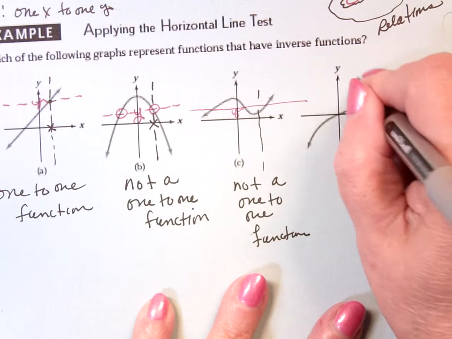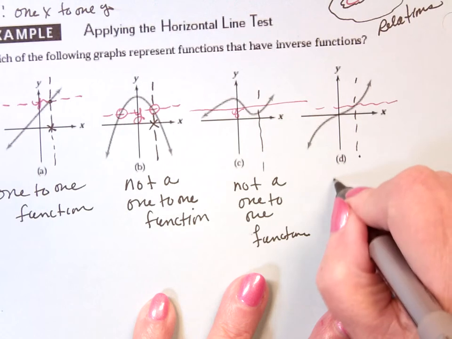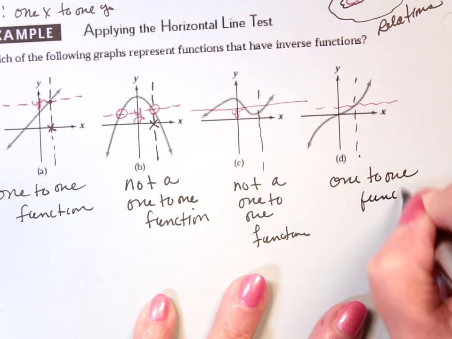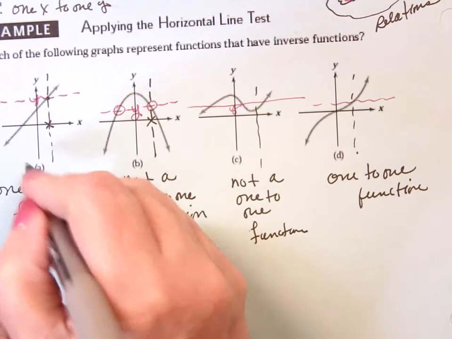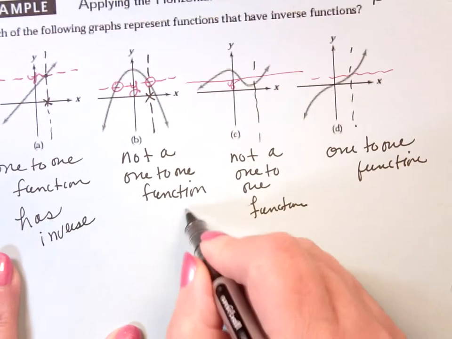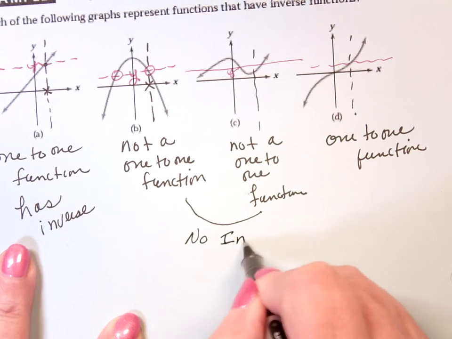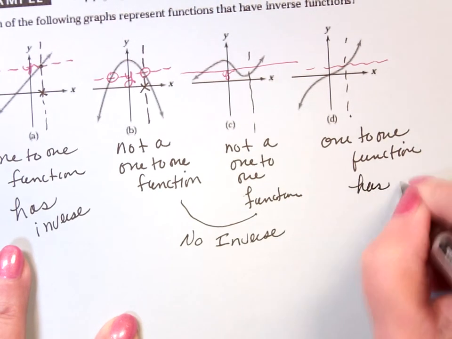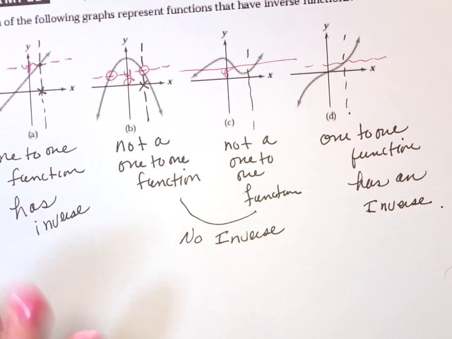And here, of course, it passes the vertical line test. It also passes the horizontal line test. So this is a 1-to-1 function. That means that this one has an inverse, and these two, they don't have an inverse, at least as they stand, and this guy has an inverse. And it's not as if we have to worry a lot about that in this class.